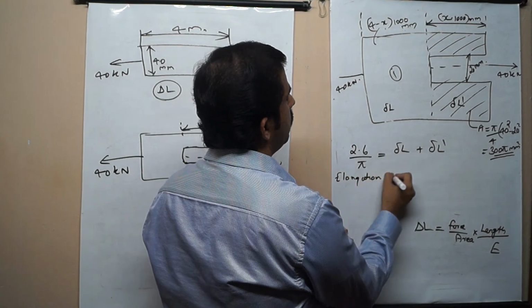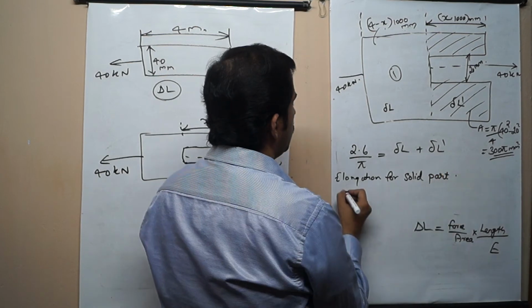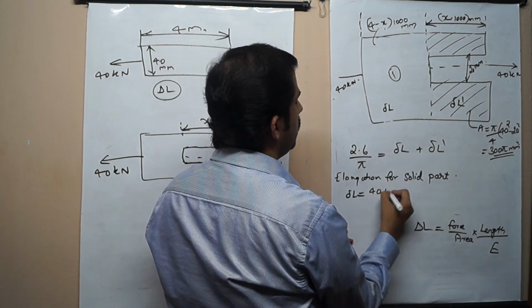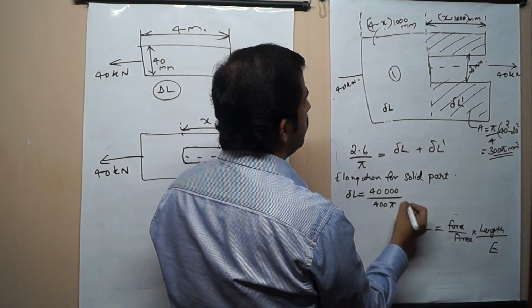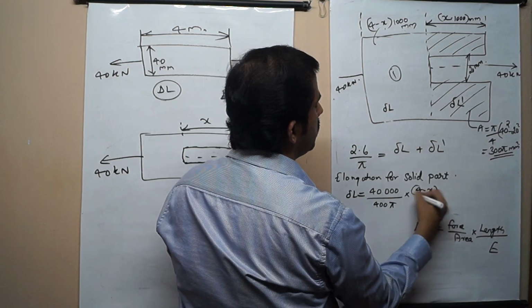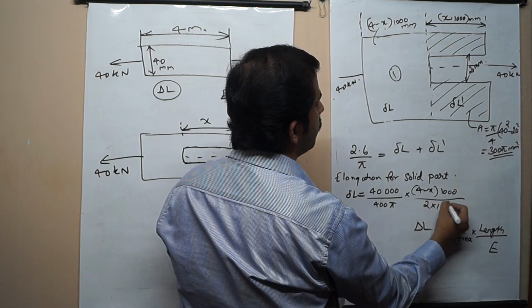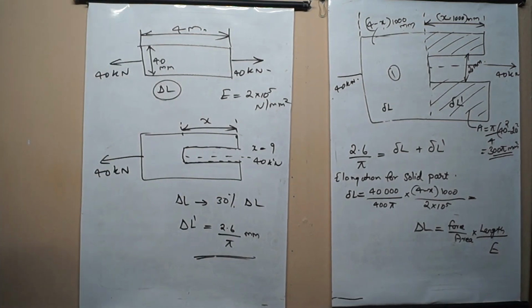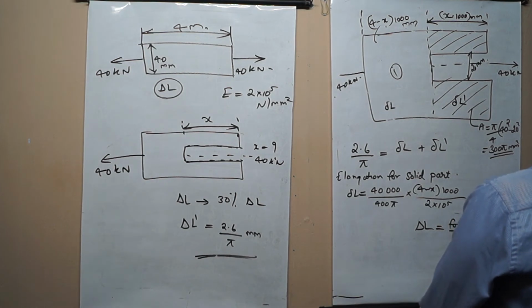Now elongation for the solid part, delta L is equal to, what is the force acting here? 40 kilonewton, 40,000 divided by, what is the area? It is 400 pi into, what is the length? 4 minus x into 1000, that much millimeter, all divided by, what is the elasticity value? 2 into 10 power 5. On solving, you will be getting it as 4 minus x divided by 2 pi mm.